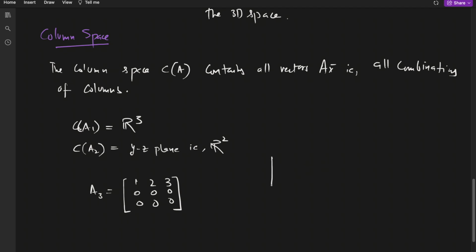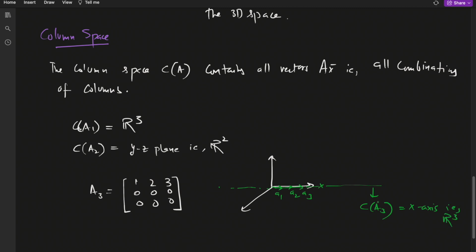So in this case, how will it look? This is the input vector space R3, right? So here the first column vector, this is A1. The second column vector is also here, A2. This is the x-axis. And the third column vector is also A3. So this entire line X is nothing but the column space of A3. Okay, so the column space of A3 is the x-axis itself, that is R1.